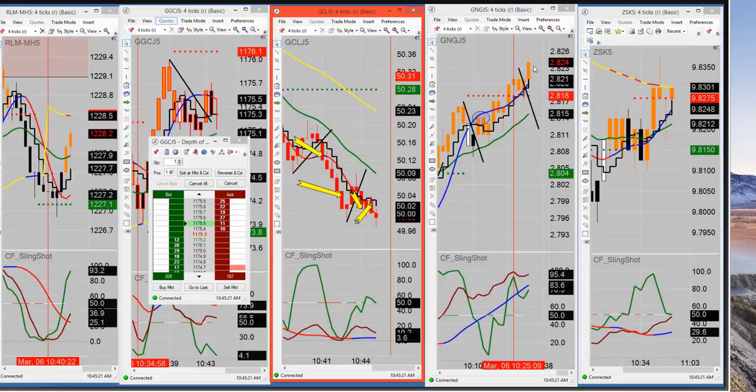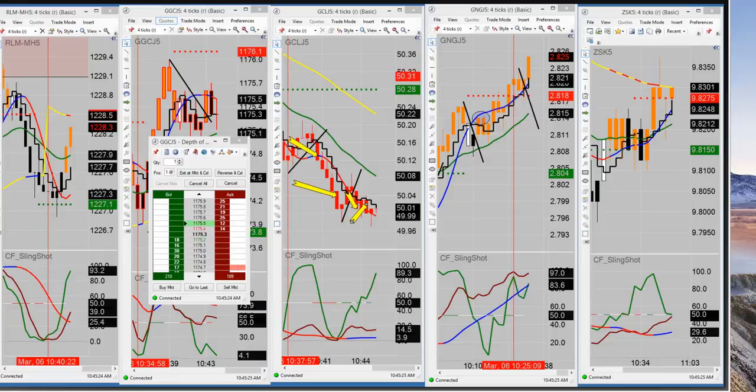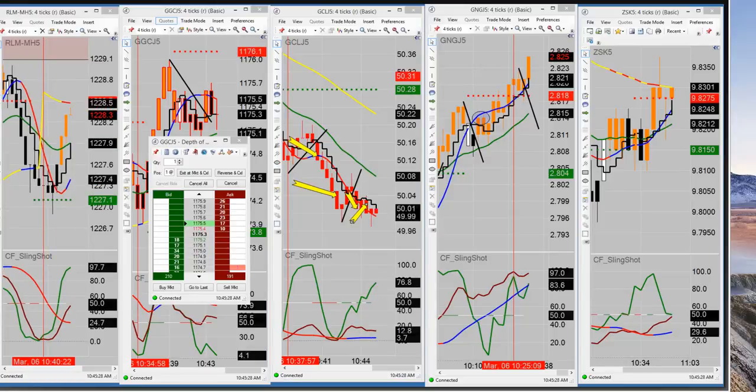Still looking for the up close here on the natural gas. The ES is right above its zone. So we're kind of stuck as far as trading the Russell goes, trading the Russell short anyway.